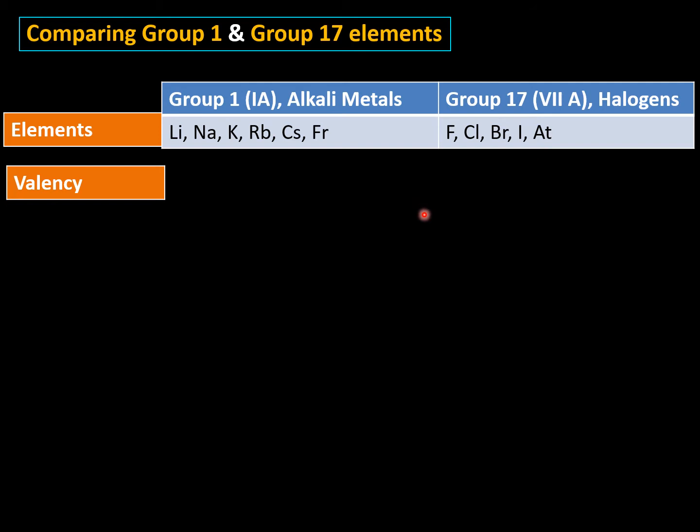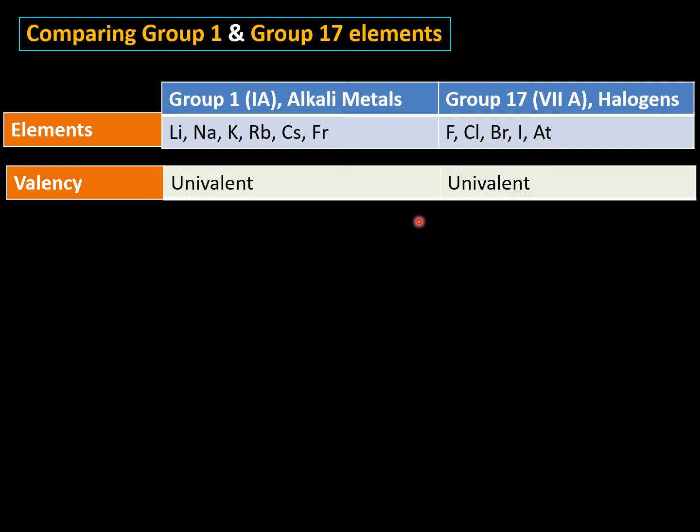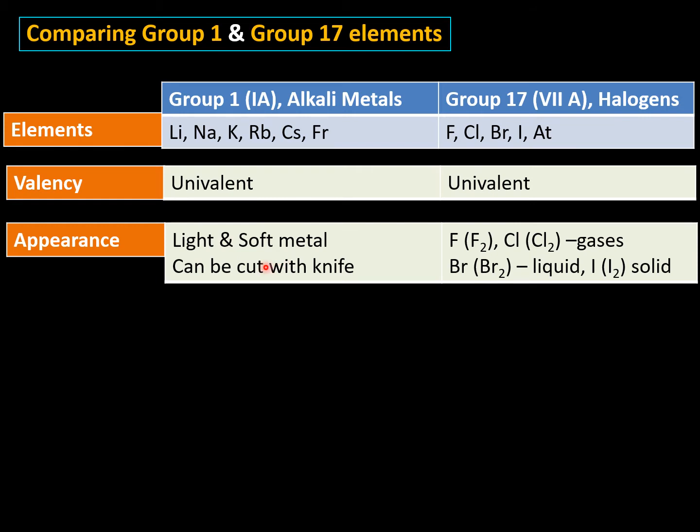Coming to valency, both group 1 and group 17 elements are univalent or monovalent in nature. Appearance: group 1 elements are light and soft metals. They can be cut with a knife. Group 17 elements exist as gases, liquid and solid. Also, all the elements exist as diatomic molecules. Fluorine and chlorine are gases. Bromine is a volatile liquid. Iodine is a solid.